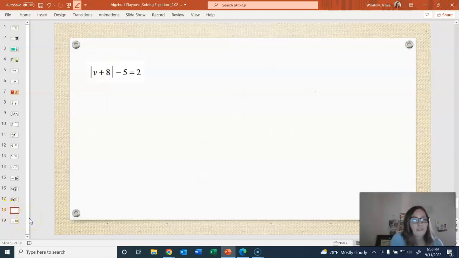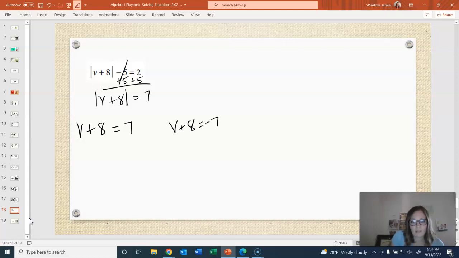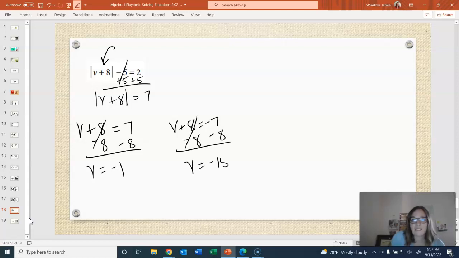Step 1, get the absolute value bars by themselves. So we'll add 5 to both sides, and you get the absolute value of v plus 8 equals 7. So then you can set up your two equations, positive 7 and negative 7. Remember, that's because whatever lives on the inside can be positive or it can be negative. And we don't know what it is because we don't know what v is. So that's why we have to see the two cases. So we'll subtract 8 from both sides. V equals negative 1. Subtract 8 from both sides. And v equals negative 15.